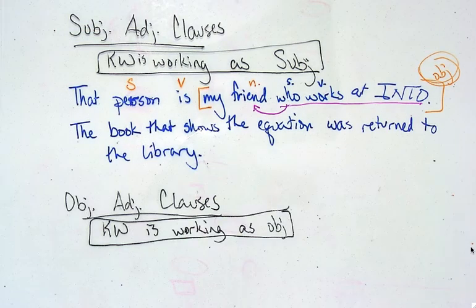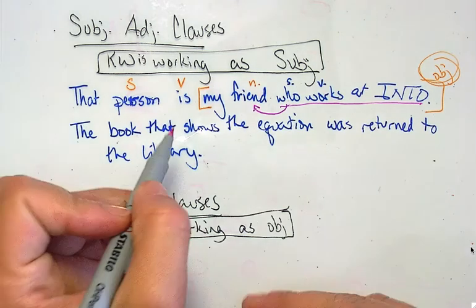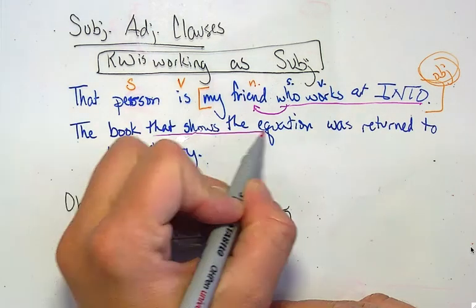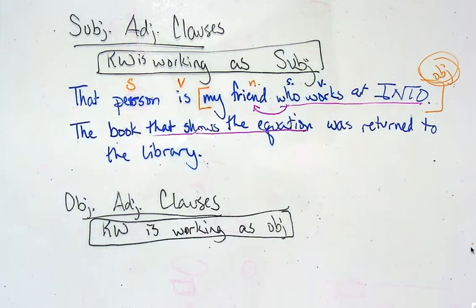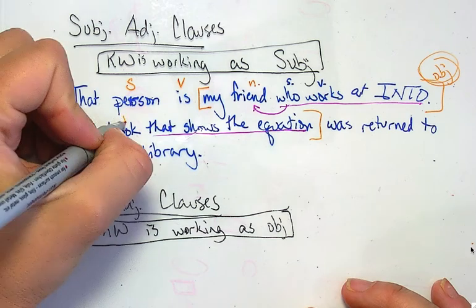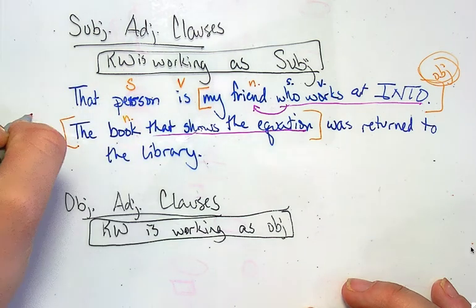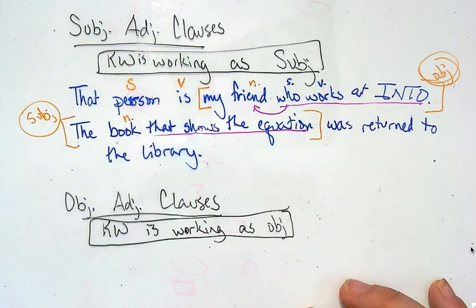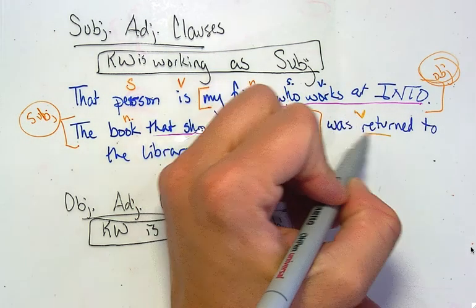The book that shows the equation was returned to the library. Where is our adjective clause? Our adjective clause is "that shows the equation." But if we look at this whole thing, "the book that shows the equation," this is our noun, and this whole thing is the subject of our main clause. This whole thing is working as a subject, and this is our verb, "was returned."